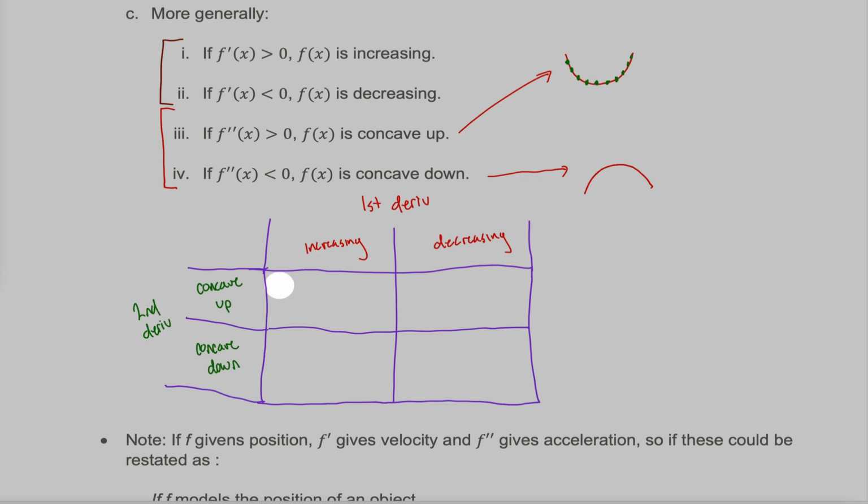A function that is both increasing and concave up would look like this. It's going up as I read it from left to right, the hiker is going uphill, and as I go from left to right, it's getting steeper and steeper and steeper.